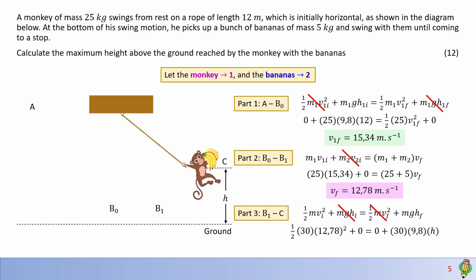Now we can substitute, leaving the cancelled terms as zeros. So we have half of the mass, remember, the mass of the monkey and the bananas, so it's 25 plus 5, which is 30 kg, multiplied by the 12.78 meters per second initial velocity of the monkey with the bananas, squared. This is equal to the mass, still 30, times 9.8 multiplied by the final height, which is h. Then we get a value of 8.33 meters for the final height at point C. And this, together with part 1 of the energy principles, you are now ready to tackle any problem involving work and energy. We will do power at a later stage.